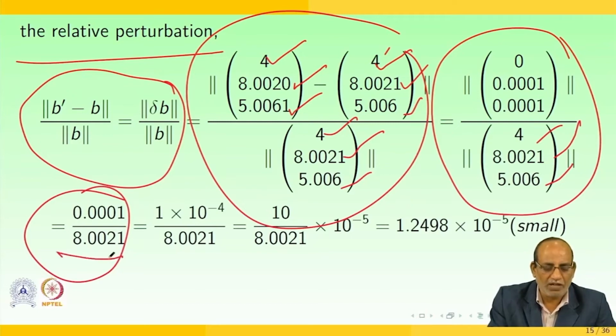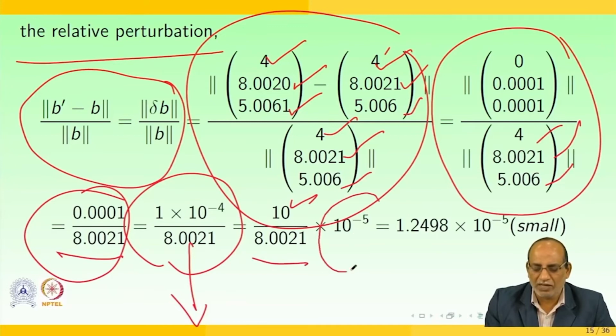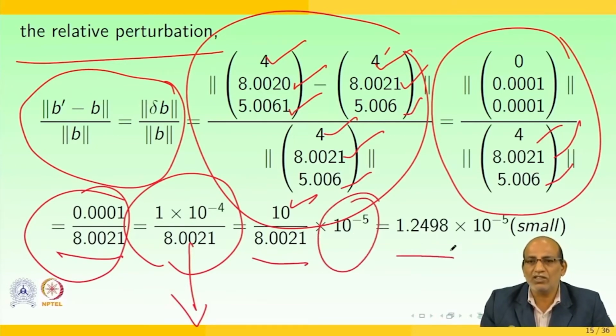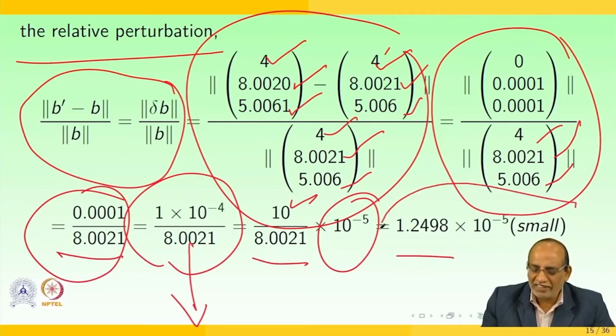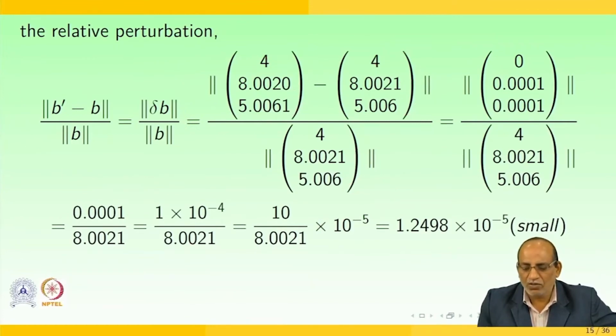So we can write this as 0.00001 upon 8.0021. So this can be written as 1 into 10 power minus 4 upon 8.0021. So this will be equivalent to 10 upon 8.0021 multiplied with 10 power minus 5. So this turns out to be 1.2498 times 10 power minus 5. So in fact this is a very, very small value. Okay, so for this kind of smaller value, how can you find out a relative perturbation?